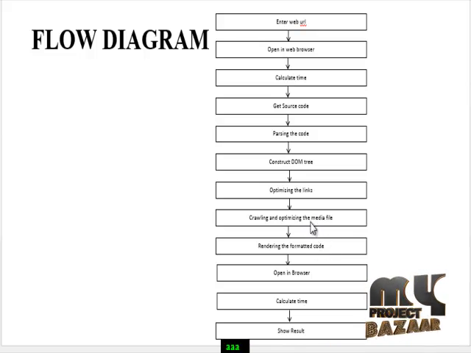After completing this process, next process is rendering the formatted code. Here we have to render our code. After that the formatted rendering will be completed. The next process is open in browser. The rendered code will be opened in another web browser. And next we have to calculate our span time. After that we have to show our result.